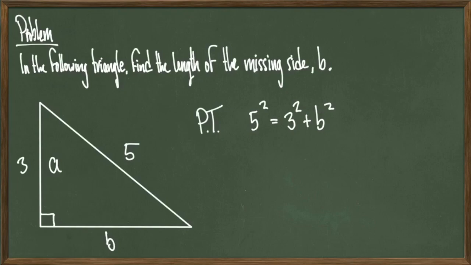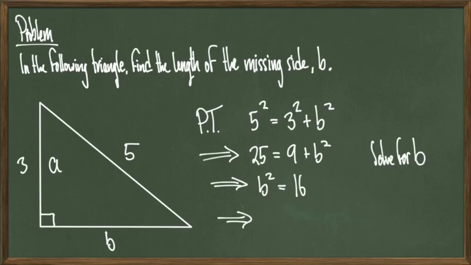One round of simplification gives me 25 equals 9 plus b squared, at which point I just solve for b. When I do this, I get that b squared is equal to 16, which tells me that b itself is equal to 4. And we're done. We found our missing side.